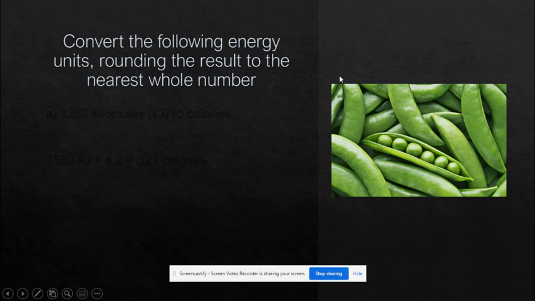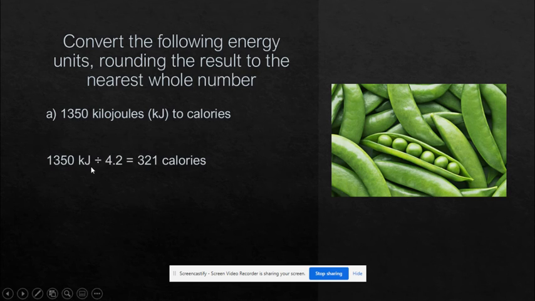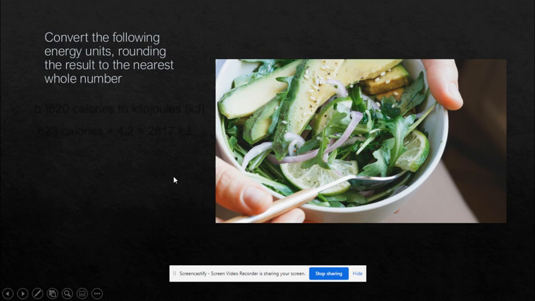All right, so now they're going to say convert the following energy units, rounding the result to the nearest whole number. So they give you the example of 1,350 kilojoules to calories. Now, if you look at your diagram that you've done, you are going to divide by 4.2 and you get 321 calories. All right, so you can use your abbreviation, so little k, big J, or cal as far as calories go. And let's do another one.